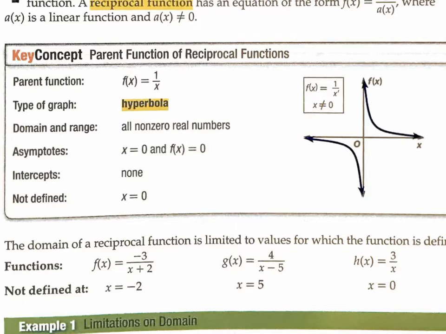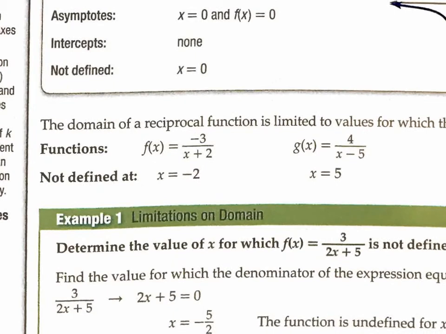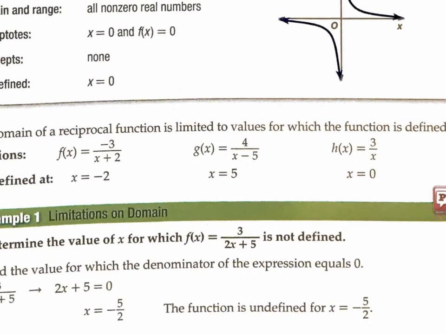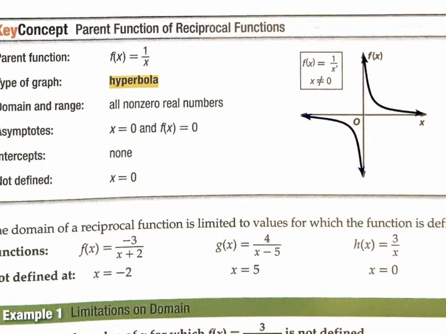So the first thing that the book asks you to do is to understand which values would make it undefined. So right here, the value of -2 would make this whole function undefined. Right here, the value of 5 would make this whole g of x function undefined. Over here, the x value of 0, 3 divided by 0 is undefined. So the first thing I want you to do is to identify those values that'll make it undefined. And why is that? Because those values ultimately become the vertical asymptotes of these graphs that are called hyperbolas.